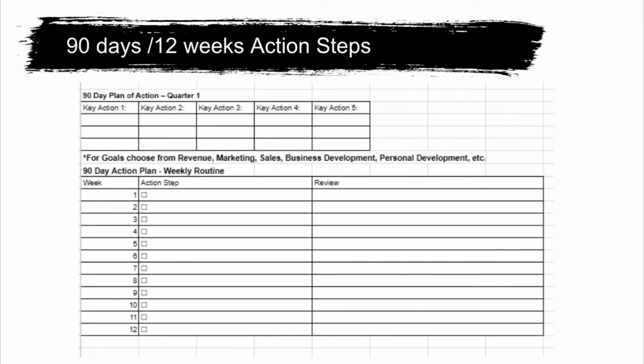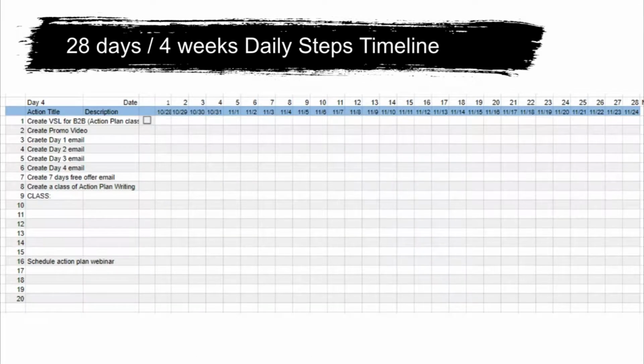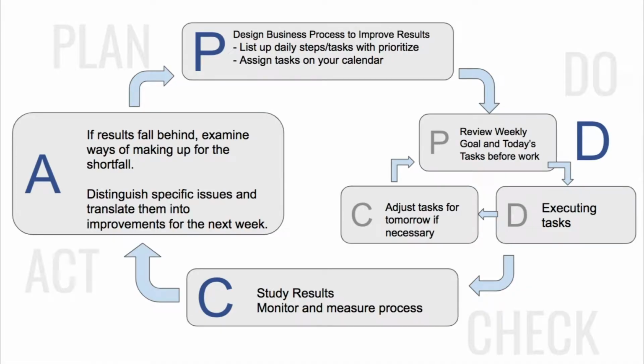List weekly action steps and individuals who will be accountable for the collective action. If necessary, list a daily action steps timeline. Monitor results using the PDCA cycle.